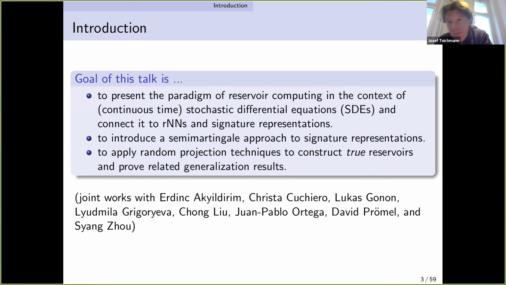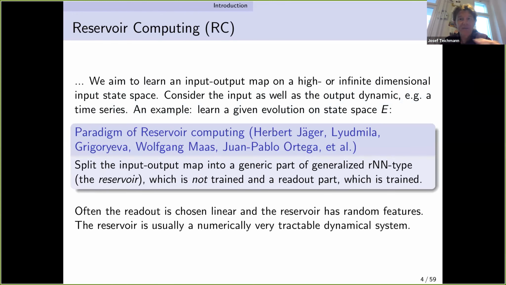Okay, so let me first speak about what signature means classically. Then I will talk about what signature means in the context of semi-martingales, and then I will talk about randomized signature. Why is it necessary to have randomized signature, and what is the relationship to the paradigm of reservoir computing? This is the next slide.